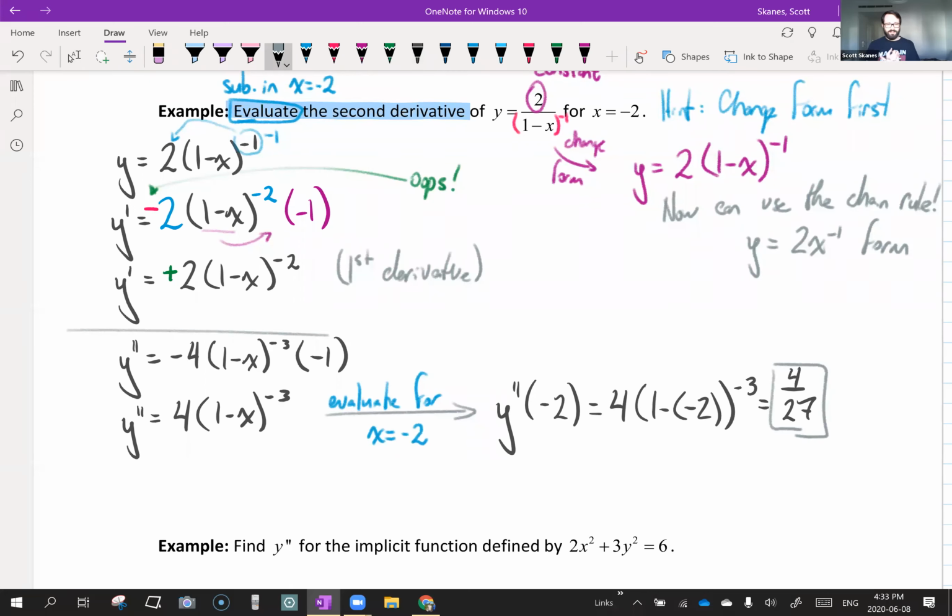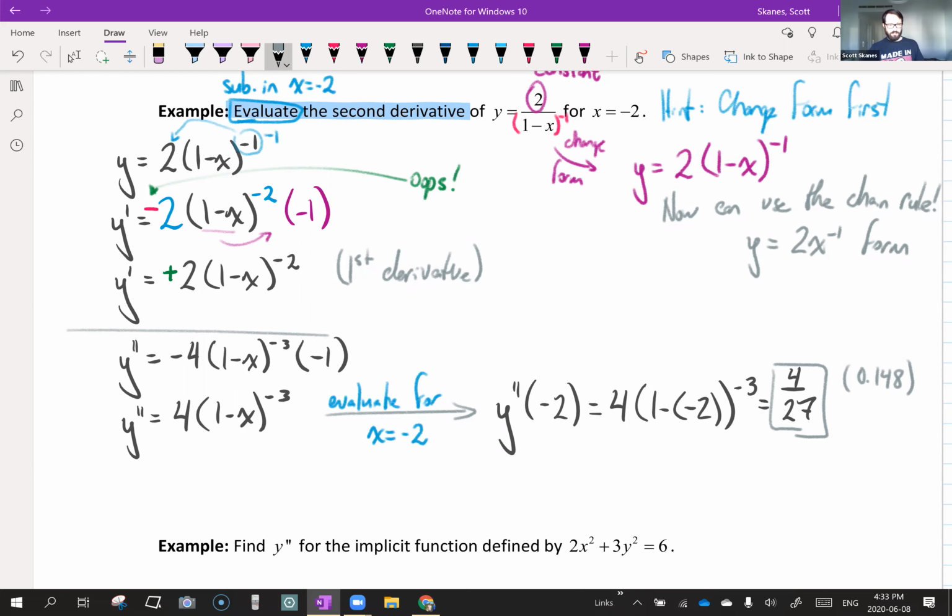I made it. If you want to give the decimal, some students like to give the decimal to think about what the slope is. It means that the slope at that point is very gentle up. It's not zero, it's not negative, it's just slightly upward at that point.